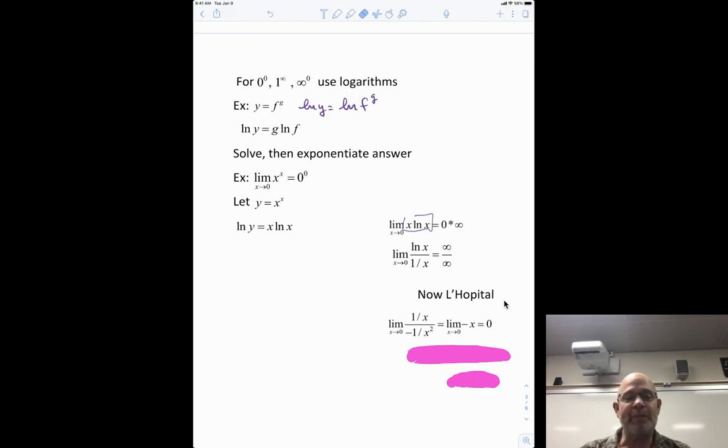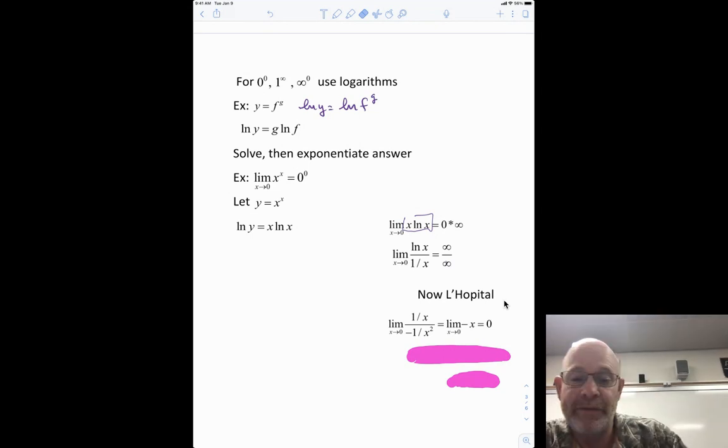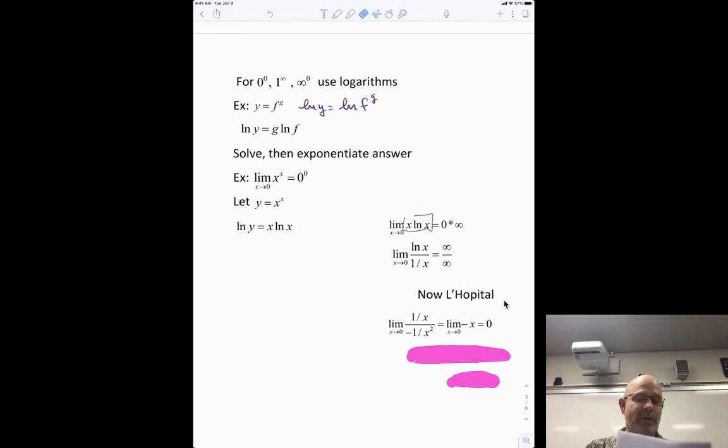So I took the derivative of the top, which is 1 over x, the derivative of the bottom, which is negative 1 over x squared. I inverted and multiplied, did some simplifying there. So I got the limit as x approaches 0 of negative x, which is 0.